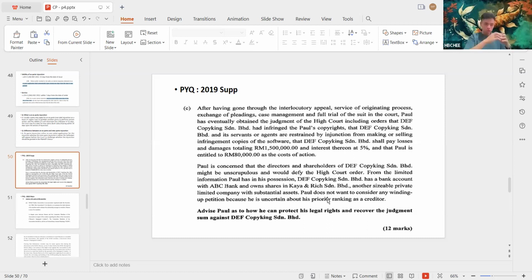But this one I will skip first. Maybe later on, I will repeat the same paper again. But actually, it involves the Mareva injunction because he is worried that the shareholders and the director might take the money out of the bank account and move it somewhere else. That is only part of the answer. The core answer will be on the mode of enforcement of judgment. But never mind, we will move on to this one instead.